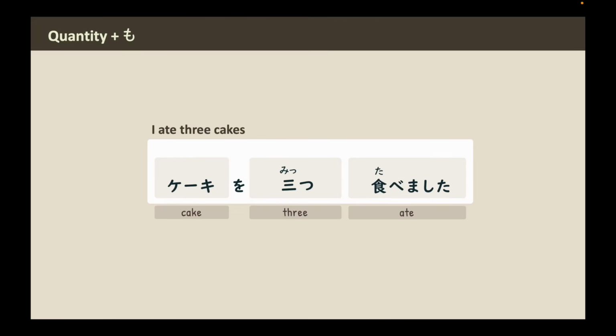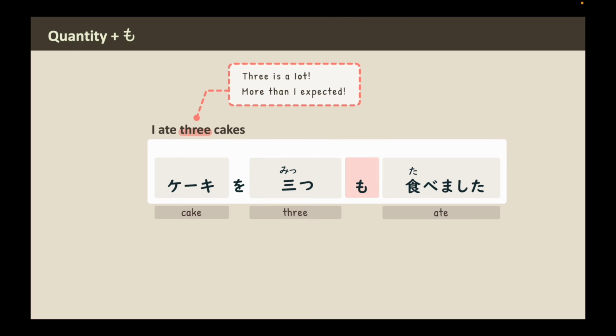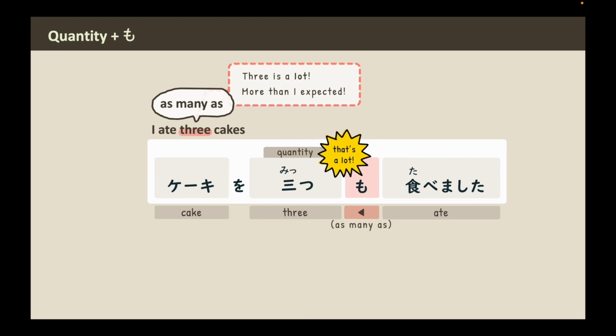Now, if you feel 3 is surprisingly a lot or more than you expected, you can add も after the quantity and say ケーキを3つも食べました. Here, も points at the quantity and shows that the speaker thinks it's a lot. So in this case, the English translation can be "as many as." So, ケーキを3つも食べました is like saying, I ate 3 cakes, or I ate as many as 3 cakes.